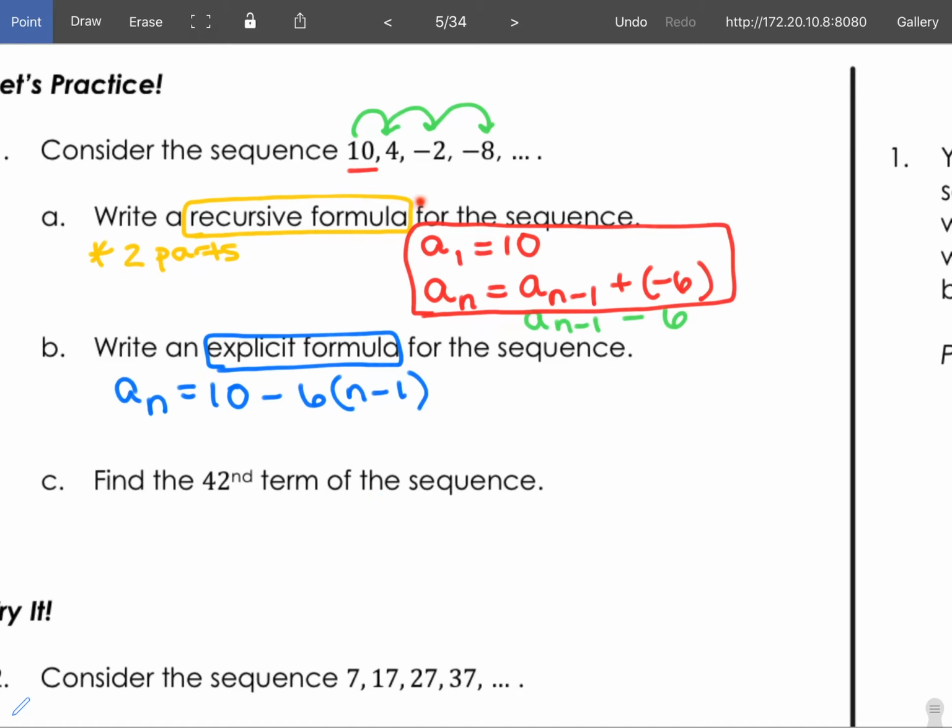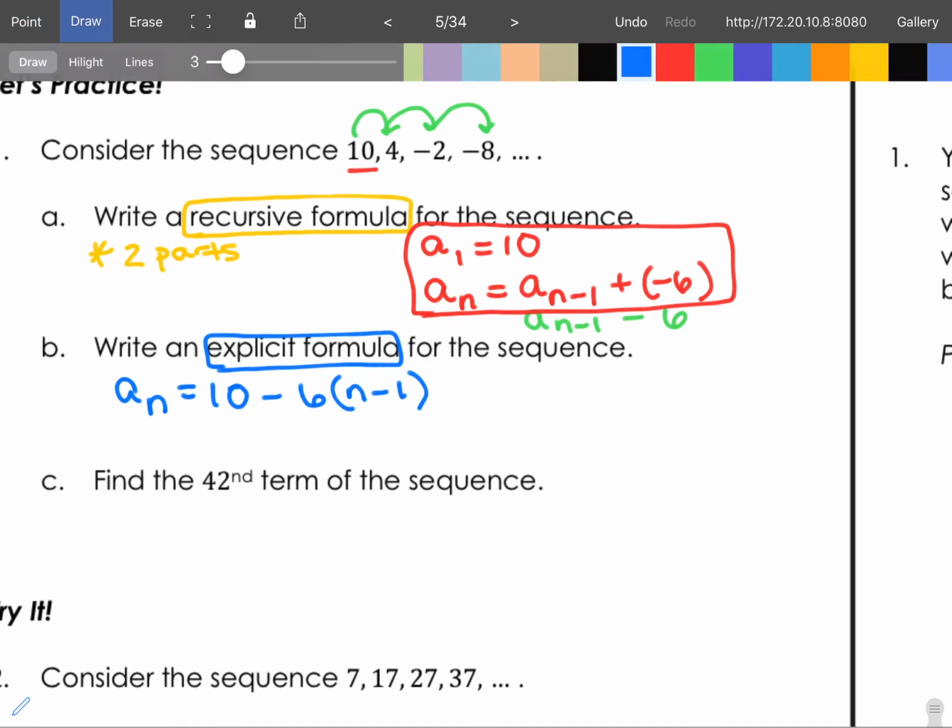Well, I know that I'm starting with 10 and I'm subtracting 6 each time, but I don't want to sit here and have to keep going minus 6, write that number down. Minus 6, write that number down. That's going to take a while. That's pretty much what this recursive formula has you doing, okay? The explicit formula is awesome because you can take that and you can plug your 42 in there for n, and you will have your answer.